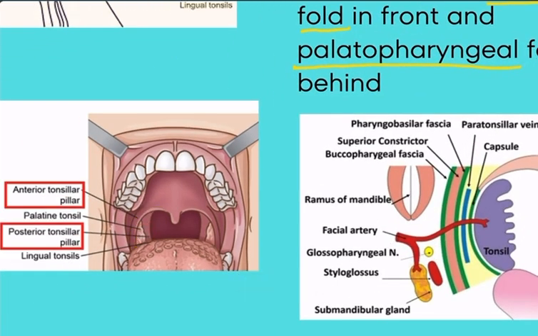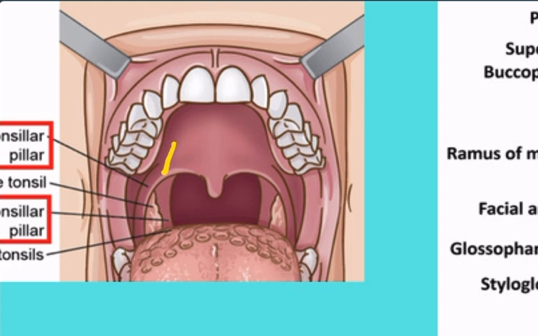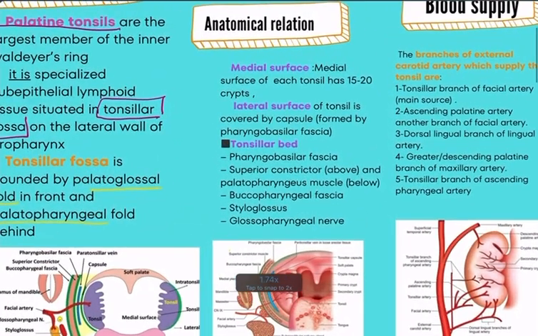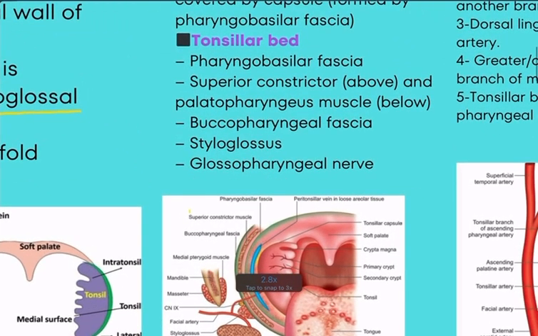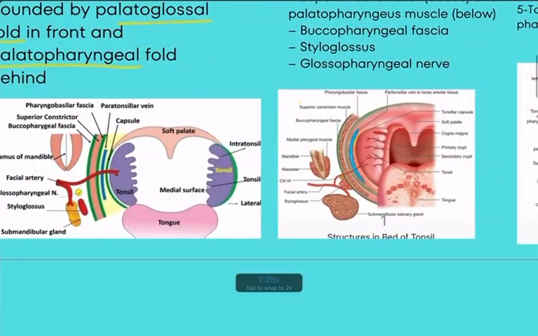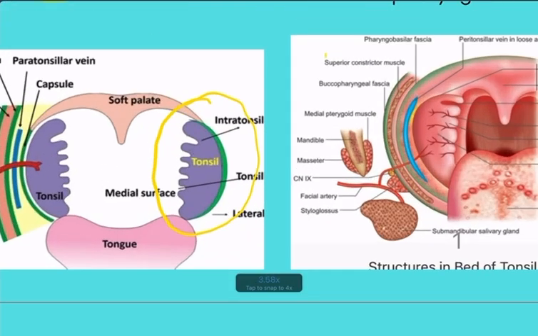So again here, palatoglossus and palatopharyngeus folds. Another important anatomical relation of the palatine tonsil is what forms the medial and the lateral surface of the tonsil. If we take a diagram of the tonsil, here is the tonsil. We have the medial surface and we have the lateral surface.